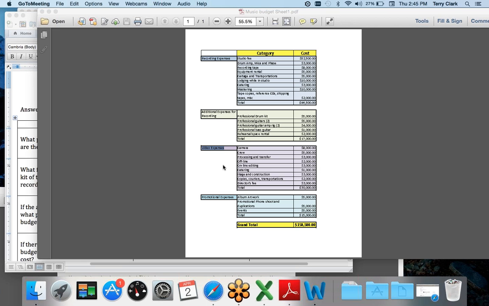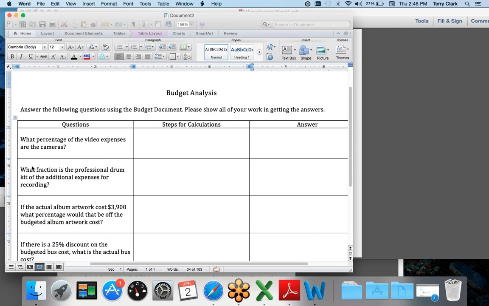Okay, and so those are the kind of budget analysis you'll be doing. You'll be looking at the budget, and you'll be making decisions about the cost in the budget. You'll be basically answering the questions, and then you'll be putting your steps in and then providing your answer. Okay, so if that was the case, we would have put the 350 divided by 2,000 as our steps for a calculation, and then our answer will be put under the answer section at 17.5%.